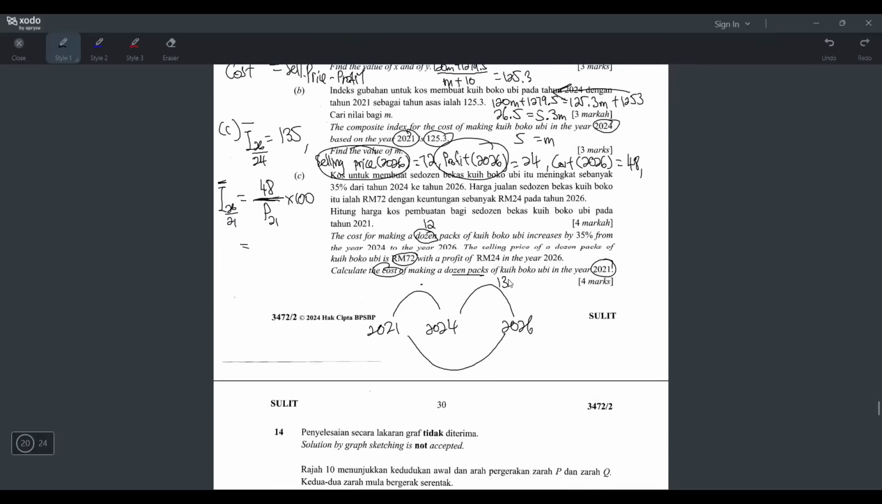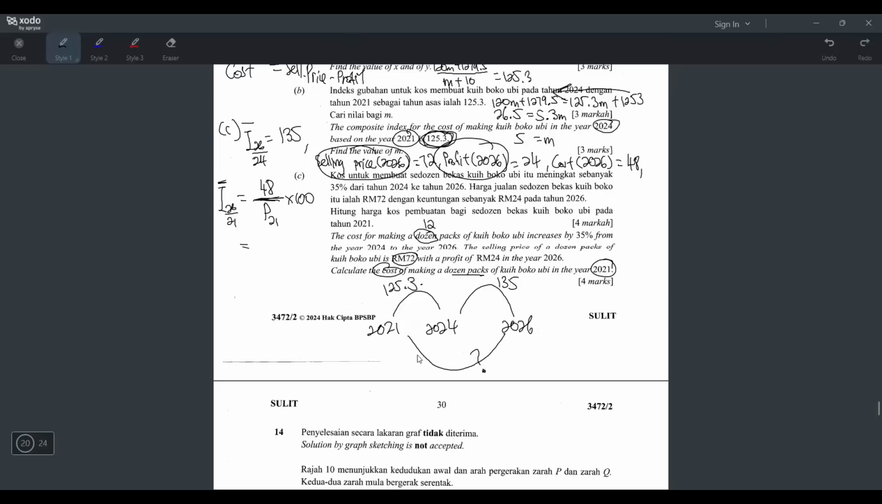So the 135 I write here. And then I remember just now they mentioned the composite index of 125.3. This is also a composite index, but it's for 2024 based on 2021. So 24 over 21 is here, 125.3, and you're trying to find this, right? This is the longest line. So the longest line will always be the top one's multiplication, times and then divide 100.